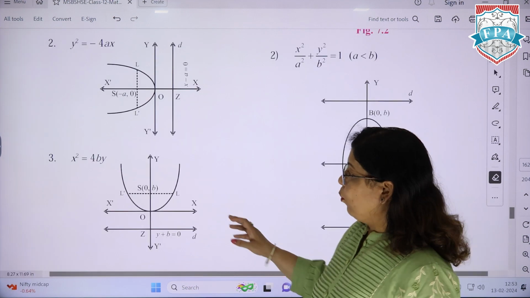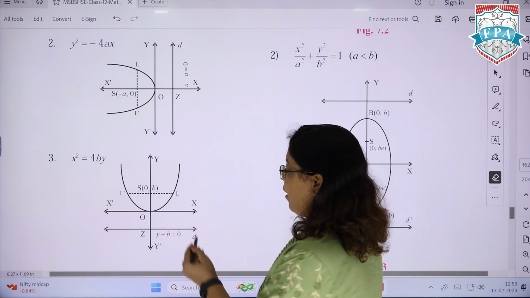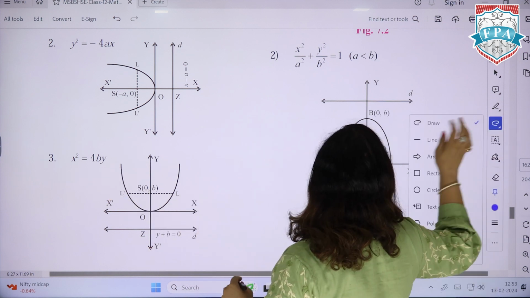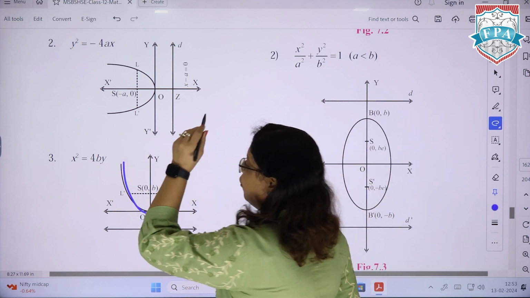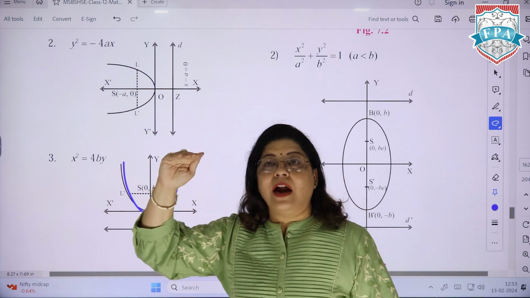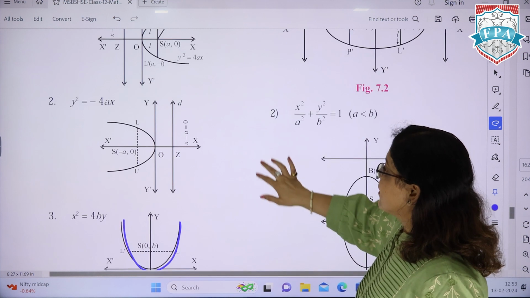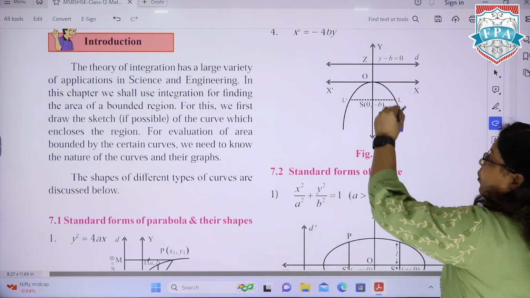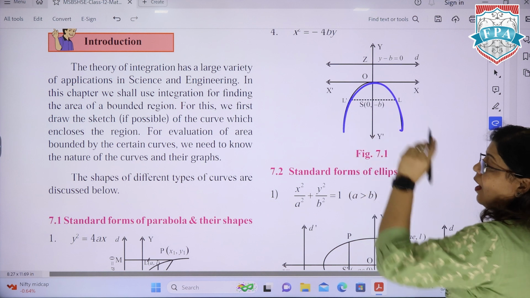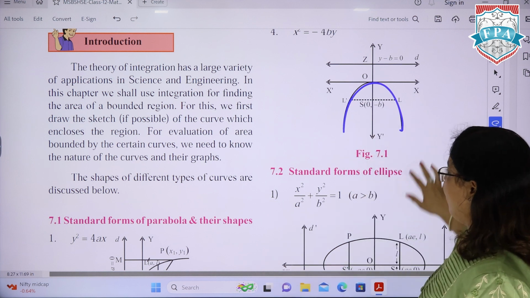Okay. Now, the third one which we are seeing is x square is equal to 4by. This graph is going to be upwards over here. So, you can see that this graph will come towards the upper part, that is the positive side of the y-axis. Similarly, if you make it negative, then nothing else, it's just going to be downwards like this. Okay? Otherwise, the graph pattern will be the same, the shape will be the same.